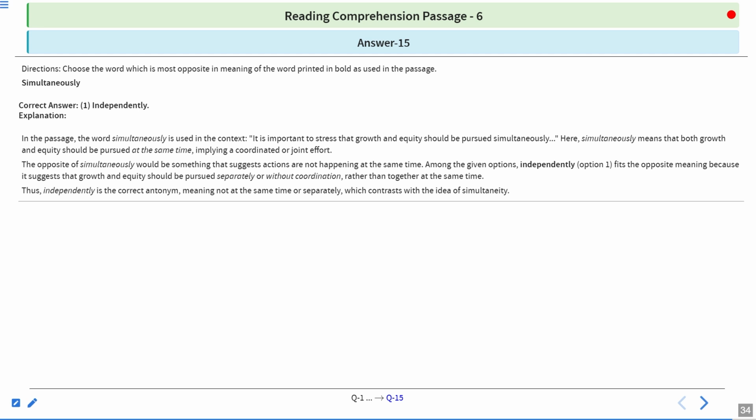The opposite of simultaneously would be something that suggests actions are not happening at the same time. Among the given options, independently, option 1, fits the opposite meaning because it suggests that growth and equity should be pursued separately or without coordination, rather than together at the same time. Thus, independently is the correct antonym, meaning not at the same time or separately, which contrasts with the idea of simultaneity. I hope you've understood.